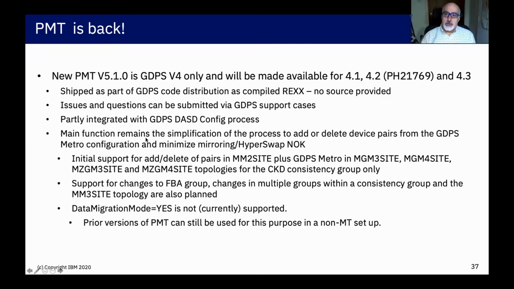The main function, as I've said, is to simplify the process to add or indeed delete device pairs from the Metro configuration to minimize the exposure where HyperSwap or mirroring are in a not okay state. We support the add and delete of pairs in MM 2 site, plus in GDPS Metro Global Mirror for 3 site and 4 site, and the same for GM or XRC multi-site configurations.